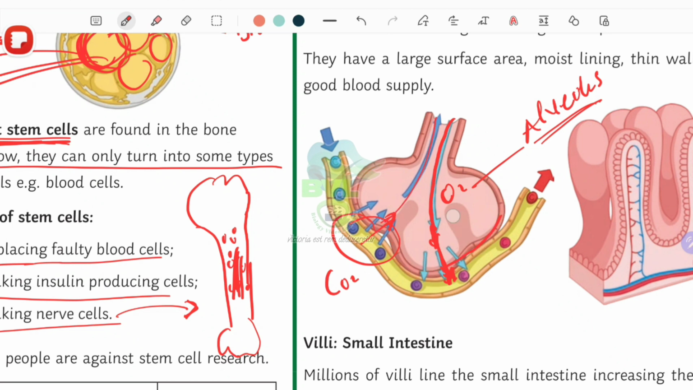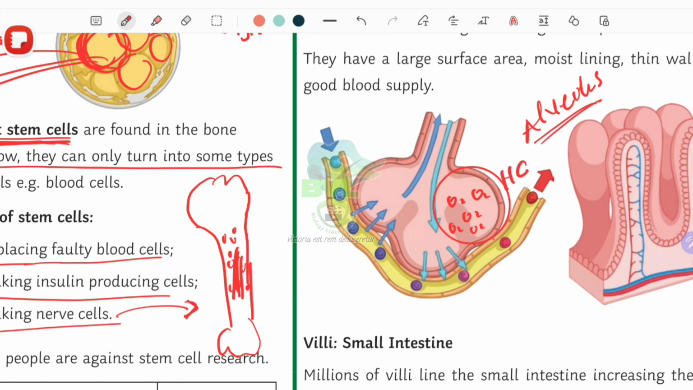Now, pay attention to this. The reason why this can happen is because of this. You have more oxygen in the alveolus. So it's going to diffuse from area of what? High concentration in the alveolus to area of what? Low concentration in the blood. So there's low concentration of oxygen in the blood. So because we have more oxygen in the alveolus, it diffuses that way.